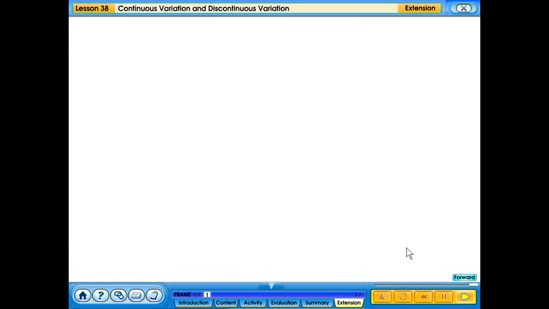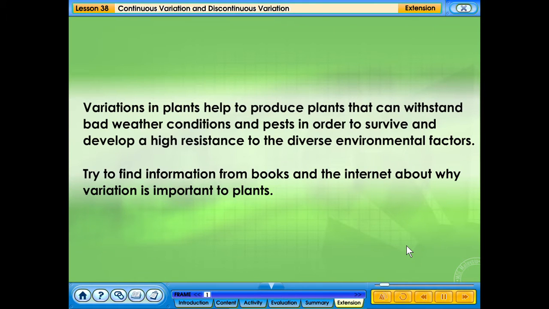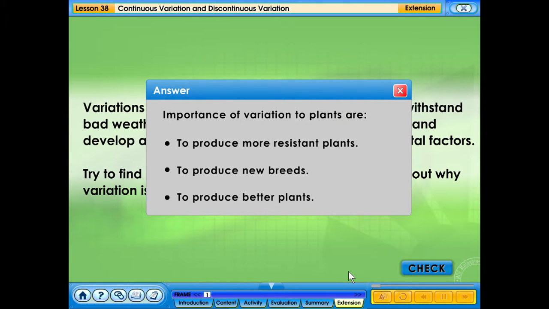Variations in plants help to produce plants that can withstand bad weather conditions and pests in order to survive and develop a high resistance to the diverse environmental factors. Try to find information from books and the internet about why variation is important to plants. Importance of variation to plants are: to produce more resistant plants, to produce new breeds, to produce better plants.